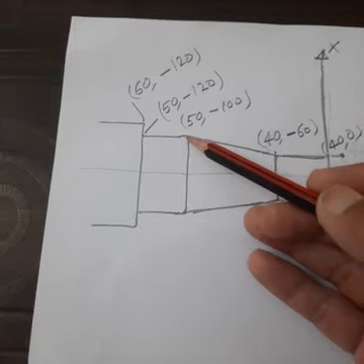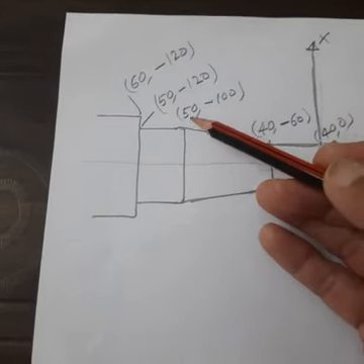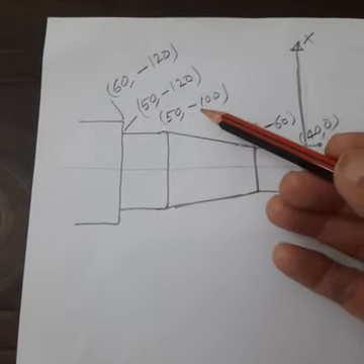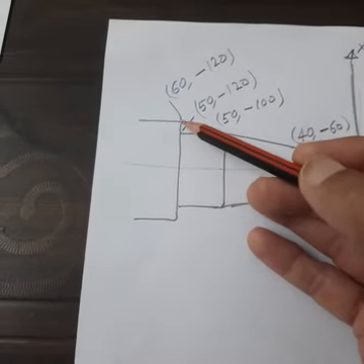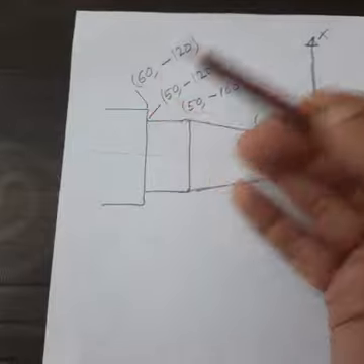And this is the point whose coordinates are x is 50, z is minus 100. This is 50, minus 120. This is 60, minus 120.